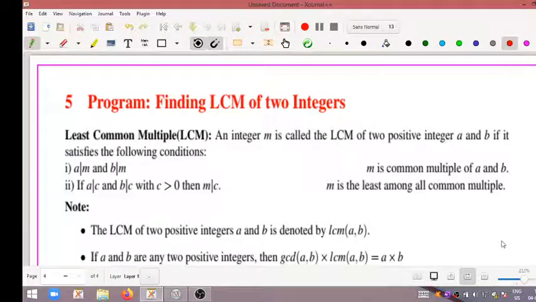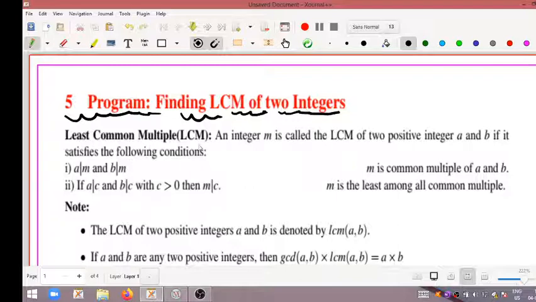I came here to introduce a lab program. In that lab program, number theory. In number theory, the fifth program I want to introduce is finding the LCM of two integers. Generally, we all know the LCM of given integers. LCM means least common multiple.